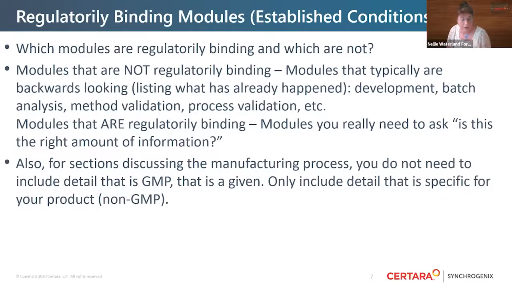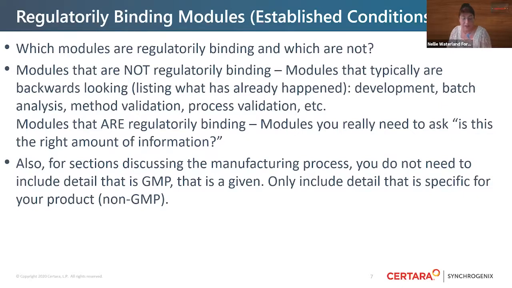Knowing which modules are regulatorily binding and which are not is very important when considering the level of detail to include in each section. Modules that are not regulatorily binding are usually modules that will benefit by including additional detail. For example, the more characterization information you can include for your drug substance, the more data you have to fall back on when you need to make a change to your synthesis process. You have data that you can compare to, and avoid possibly having to do a clinical bioequivalence study.